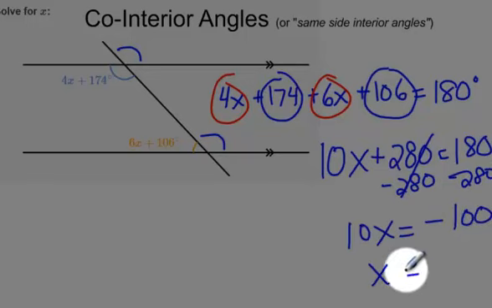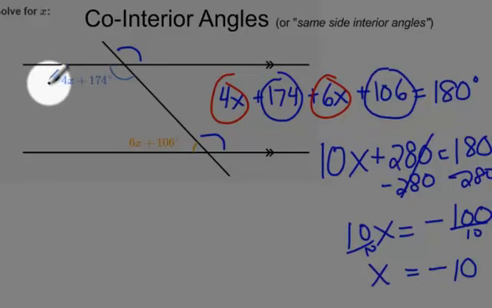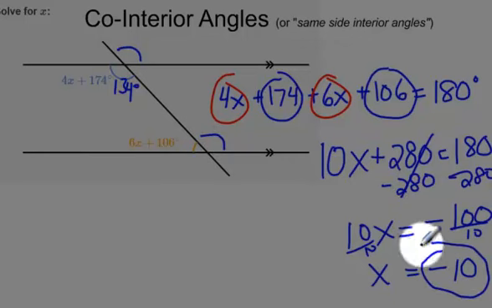So the answer, you divide both sides by 10, okay? Negative 100 divided by 10, you get negative 10. Does that make sense? Let's check it out. What's 4 times negative 10? That's negative 40. And negative 40 and 174 are 134. That looks like that's about 134 degrees. What about this? 6 times negative 10 over here is negative 60. Negative 60 plus 106 will give us 46.